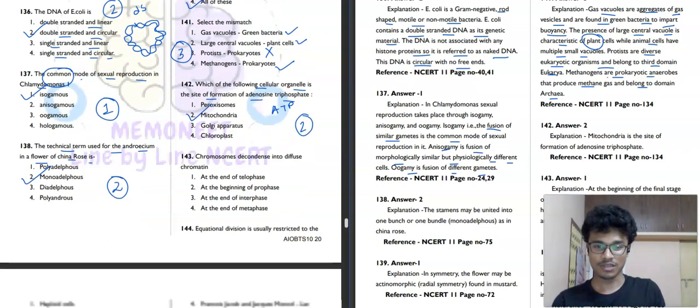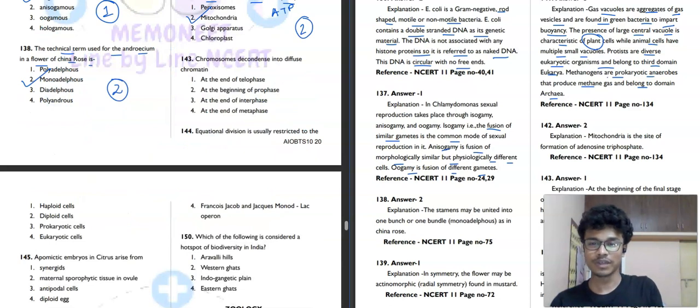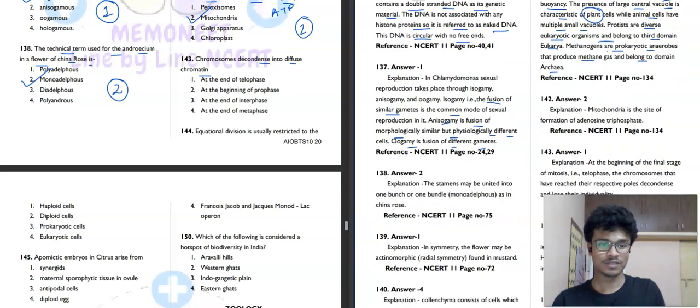Okay, so moving towards the next question, 143. Chromosomes decondense into diffuse chromatin at the end of telophase, at the beginning of prophase, at the end of interphase, or at the end of metaphase. Basically, at the beginning of the final stage of mitosis, the telophase, the chromosomes that have reached their respective poles decondense and lose their individuality. So the first option, the end of telophase or beginning of the final stage of mitosis, will be your correct answer for this question. First option.